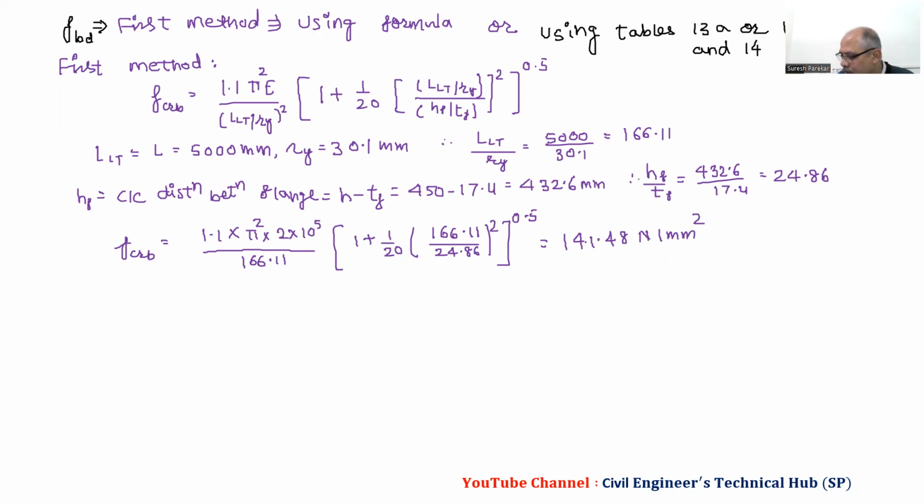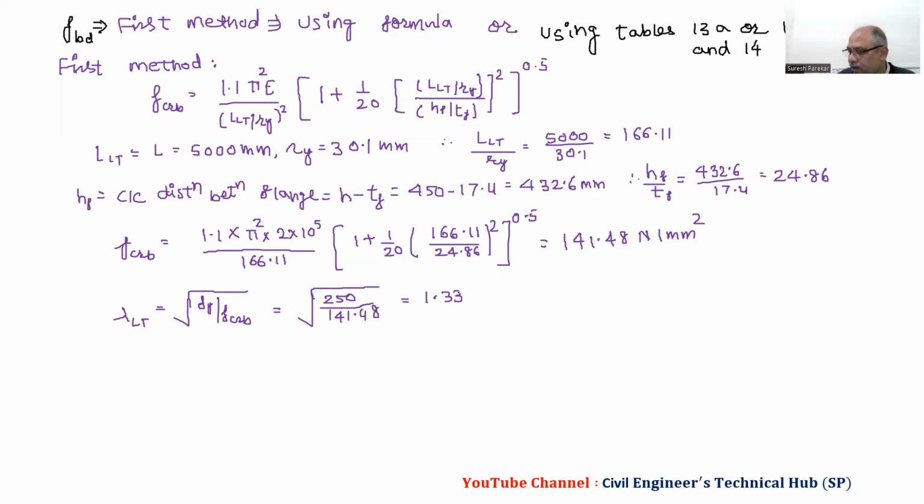Now after this, we have to find out the value of lambda LT. We have lambda LT equal to root of Fy upon FCRB. These all formulas are given on page number 54, 8.2. So 250 divided by 141.48, and we will have this value that is equal to 1.33.